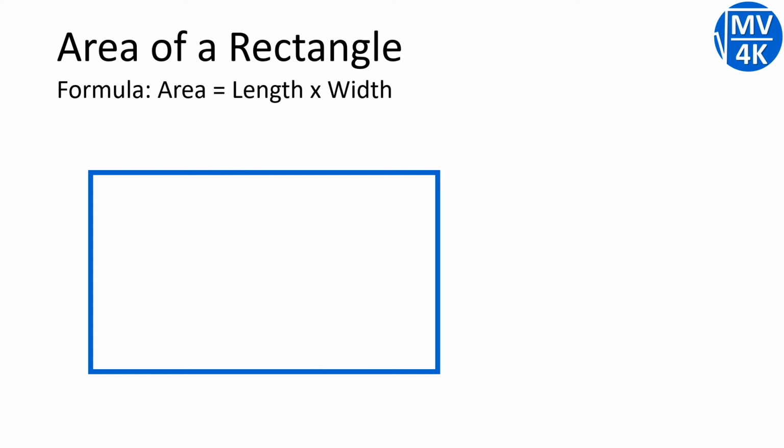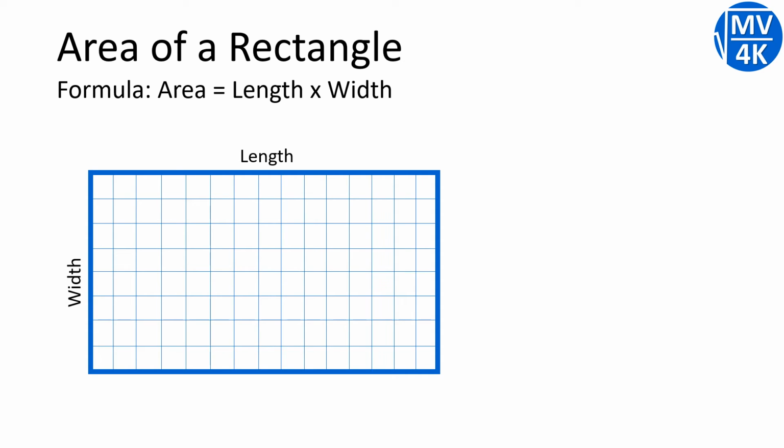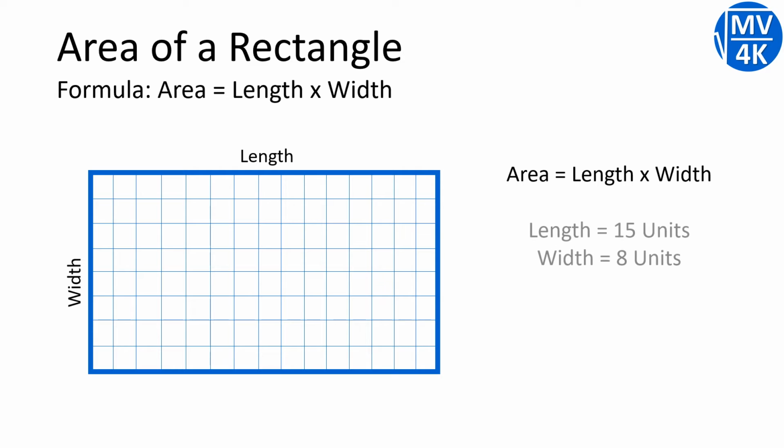So how can we find the area of a rectangle? Well, we have to use the formula area equals length times width. So here we see an example of a little bit larger rectangle with the length and the width labeled. The length is the long side, while the width is the shorter side. So if we want to find the area for this rectangle, we need to know the numbers for length and width. The length is 15 units long, while the width is 8 units wide.